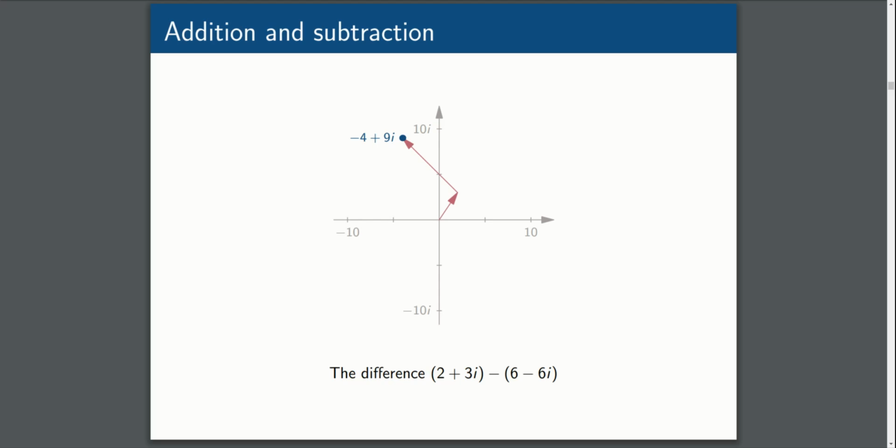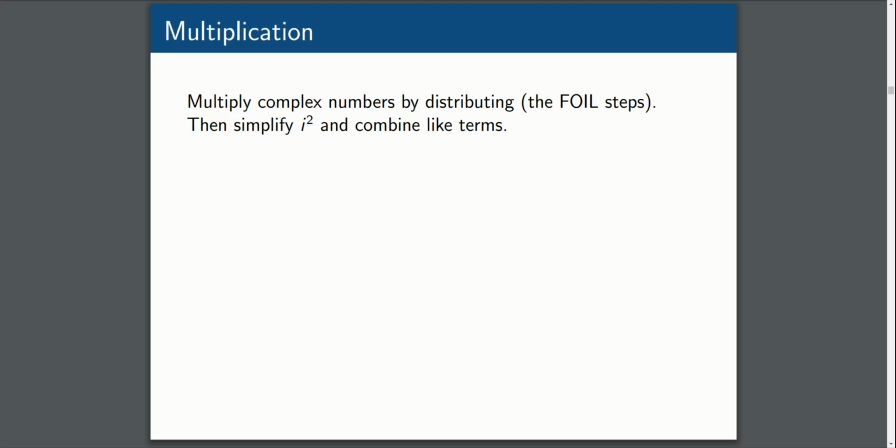This concludes our discussion of addition and subtraction. The next thing we're going to do is go on and talk about multiplication. Multiplying these numbers is going to be an application of the FOIL process. After we do that, we're going to simplify I squared and combine like terms. Let's take a look at an example problem.